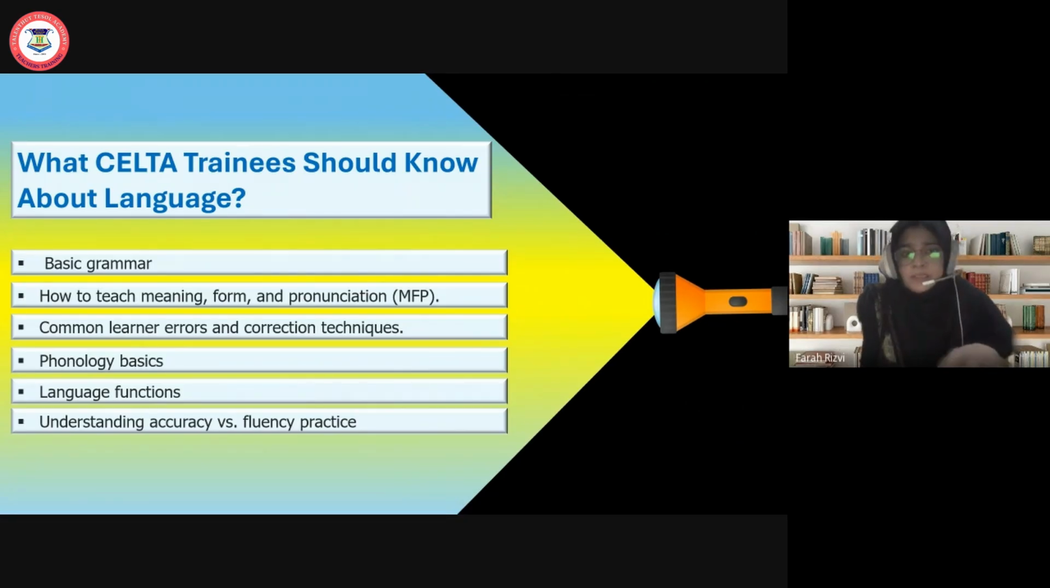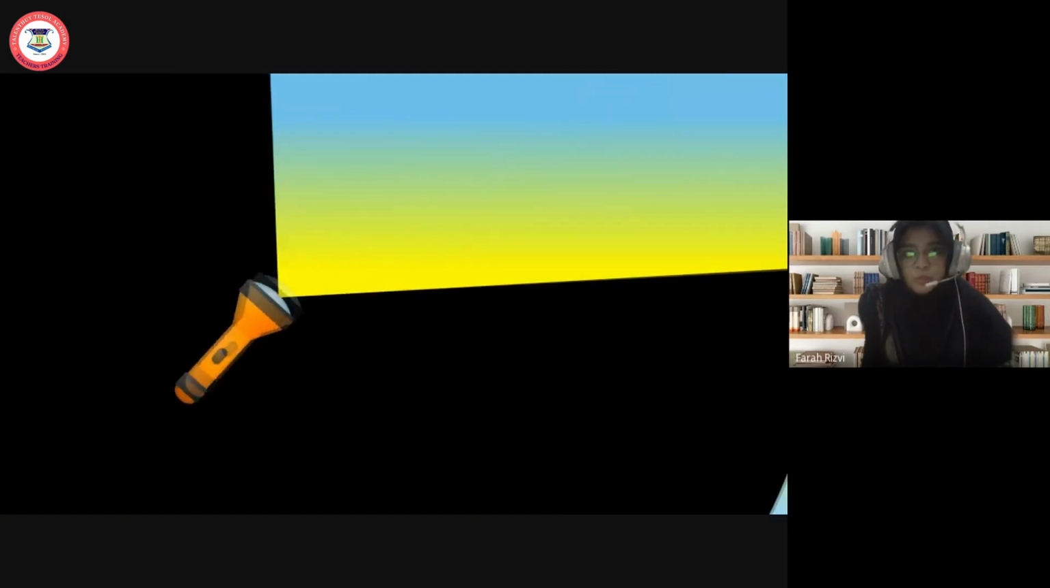Common learner errors and correction techniques. You should know what the common errors of English language learners are and how to correct them and when to correct them. Phonology basics like sounds, stress, intonation. Language functions like apology, invitation, request. Understanding accuracy versus fluency practices. Accuracy focuses on rules and regulations, while fluency focuses on communication. So knowing when to focus on accuracy and when to focus on fluency is very important for CELTA training.